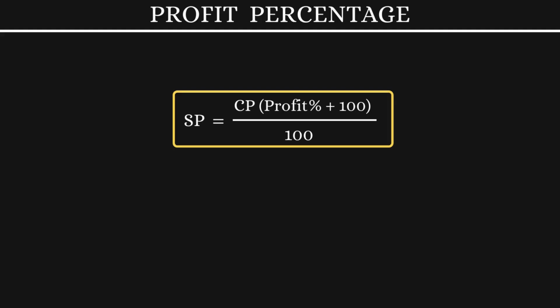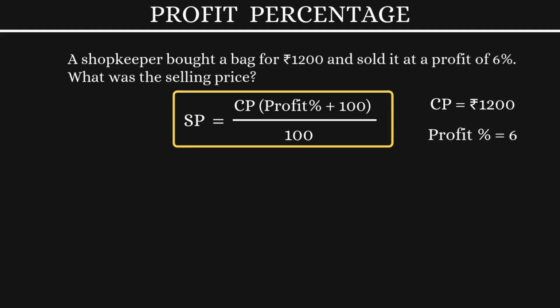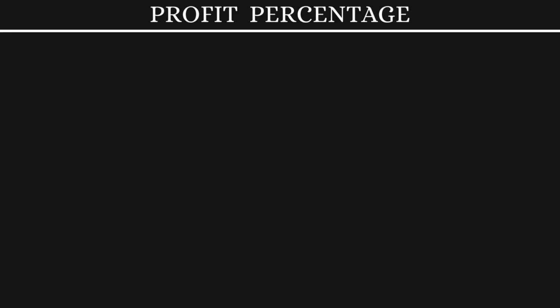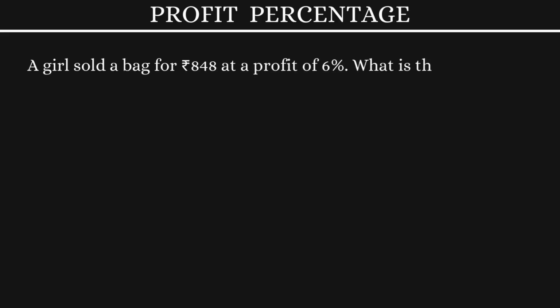So let's come back to our question. Since we are given the cost price and the profit percentage, let's use these values in our formula. So selling price is equal to 1200 into 6 plus 100 divided by 100, which becomes 12 into 106, and that is rupees 1272. Next question. A girl sold a bag for rupees 848 at a profit of 6%.